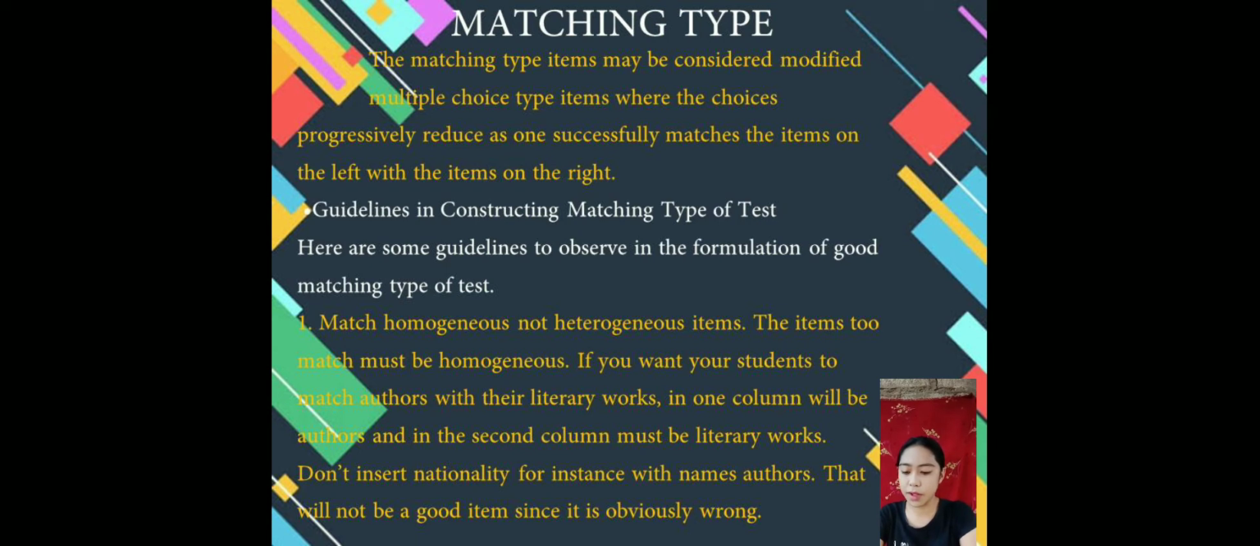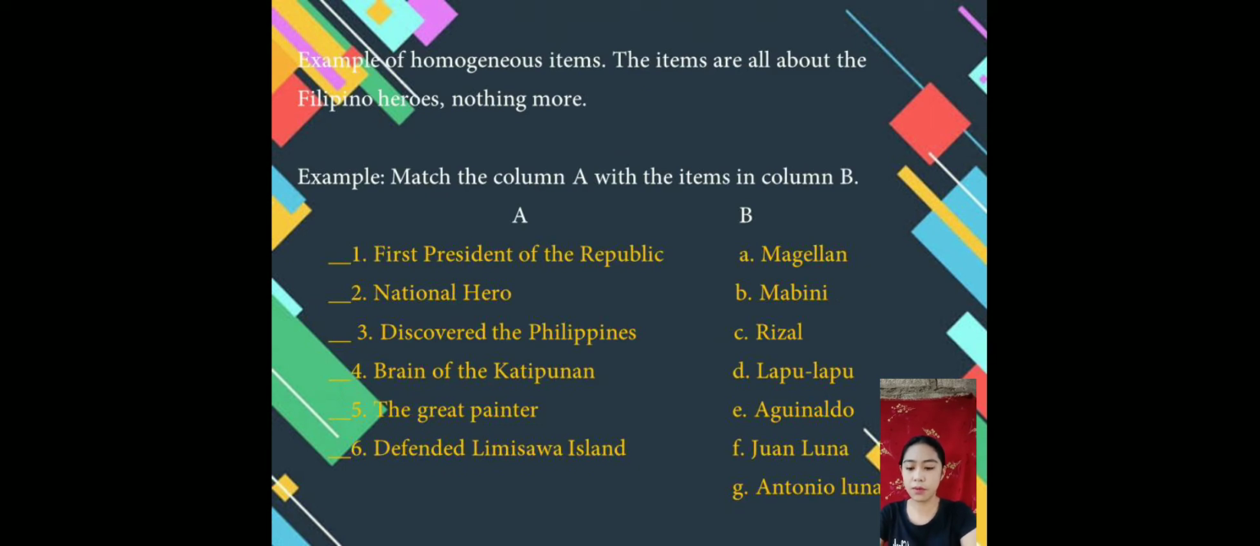Number 1. Match homogeneous, not heterogeneous items. The items to match must be homogeneous. If you want your students to match authors with literary works, in one column will be authors and in the second column must be literary works. Don't insert nationality, for instance, with names of authors. That will not be a good item since it is obviously wrong. For example of homogeneous items, the items are all about the Filipino heroes, nothing more. To clear it out, I have here an example of matching column A with the items in column B.